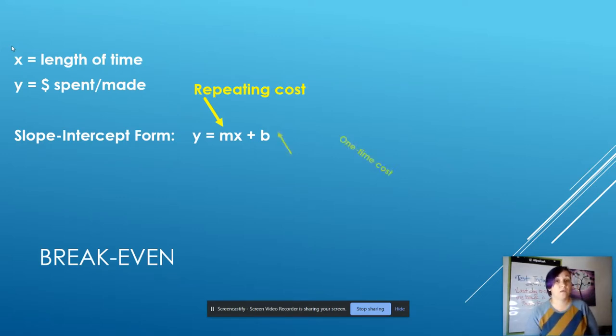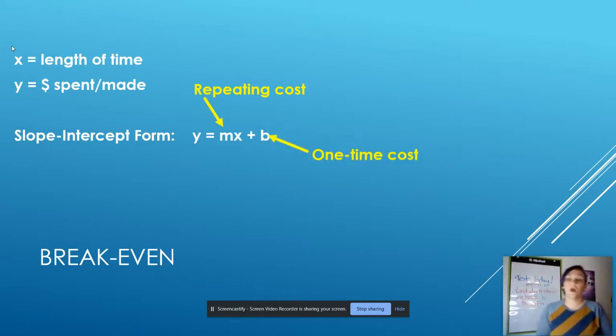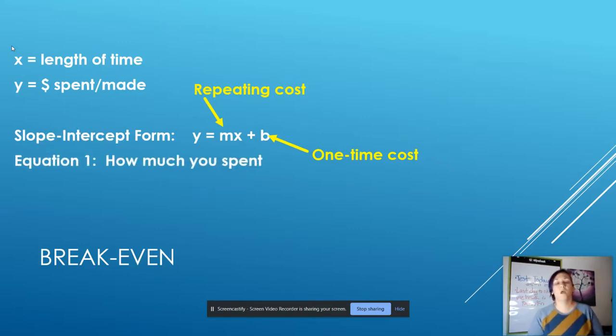And then your b is a one-time cost. I had to buy the materials and it cost this much money. I had to rent an office space and it cost this much money. So that's a one-time cost. Your first equation should represent any money that you spent creating your product, and your second equation will represent how much money you make by selling your product.